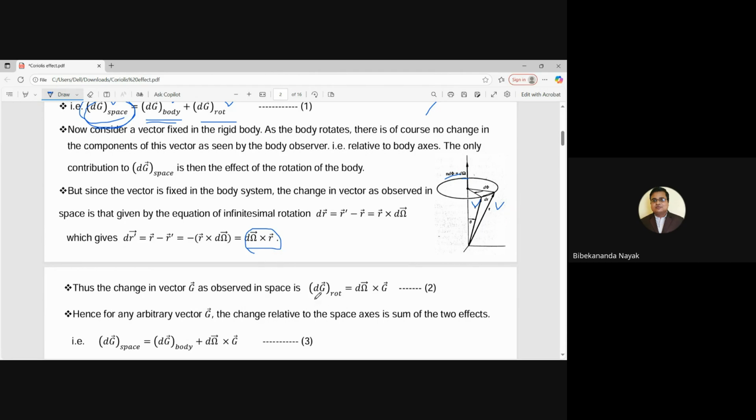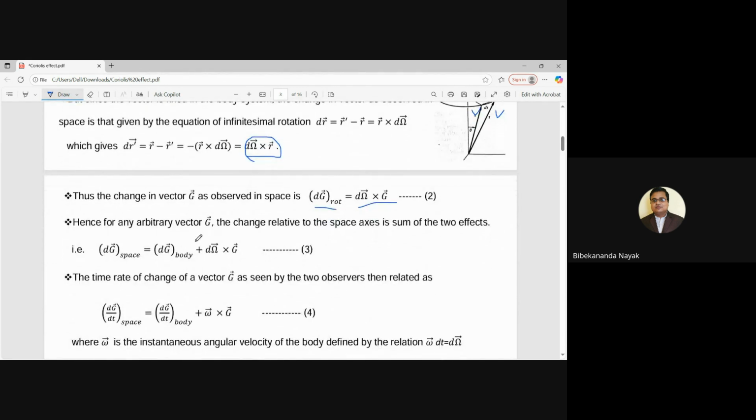So you can say due to the rotational effect we have d omega cross r, where G is any vector. If it is a vector a, then d omega cross a. If force, then d omega cross force. For momentum, d momentum is equal to d omega cross momentum. Okay, any vector.